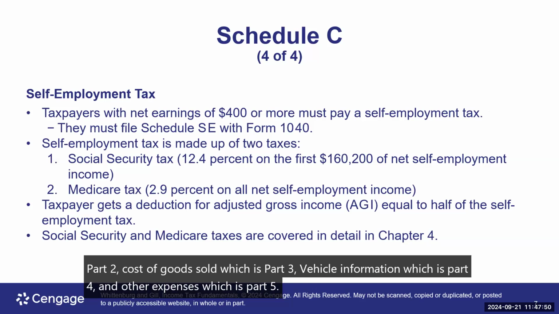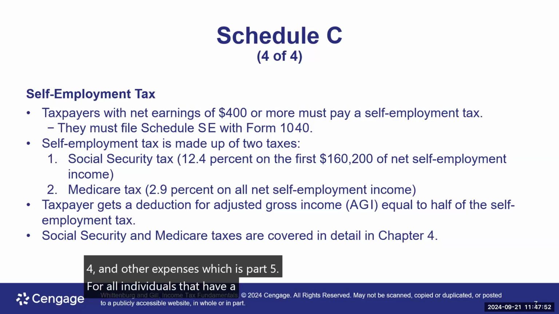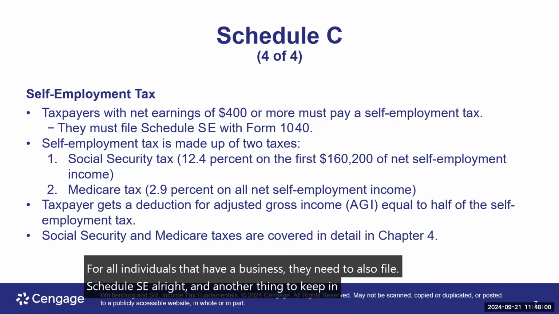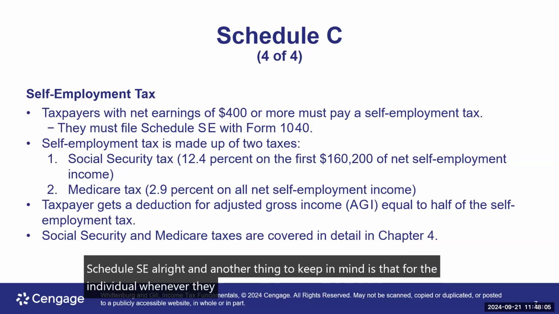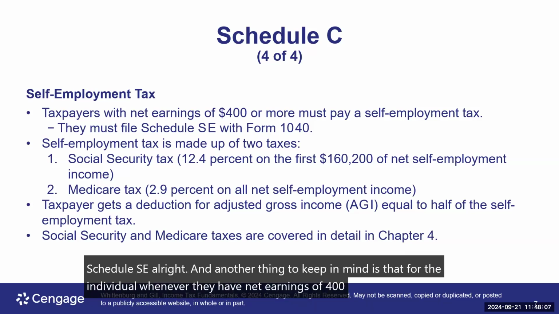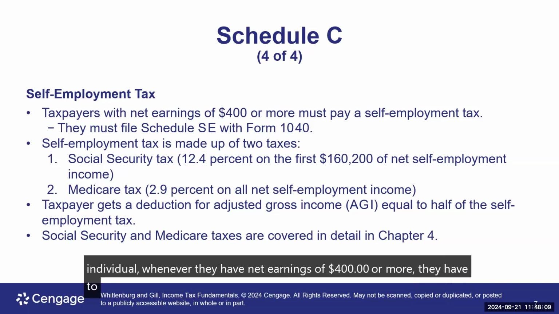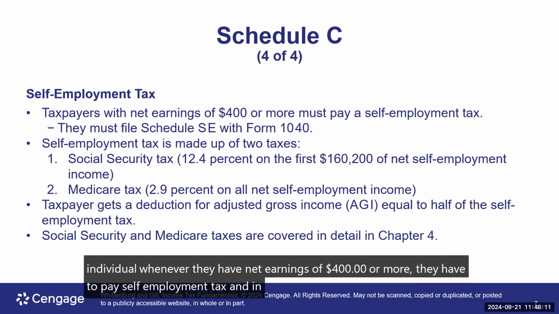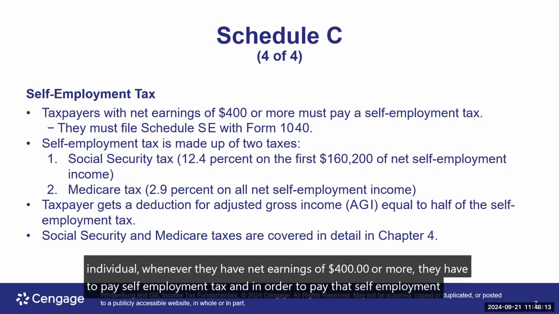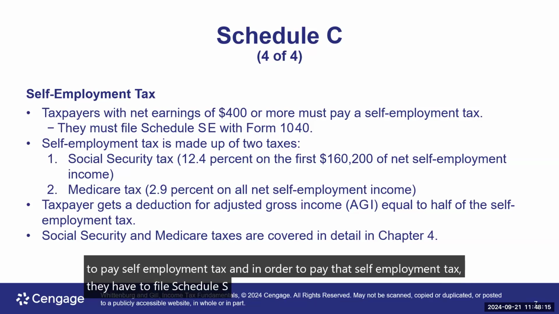For all individuals that have a business, they need to also file Schedule SE. Another thing to keep in mind is that for the individual, whenever they have net earnings of $400 or more, they have to pay self-employment tax. And in order to pay that self-employment tax, they have to file Schedule SE with Form 1040.